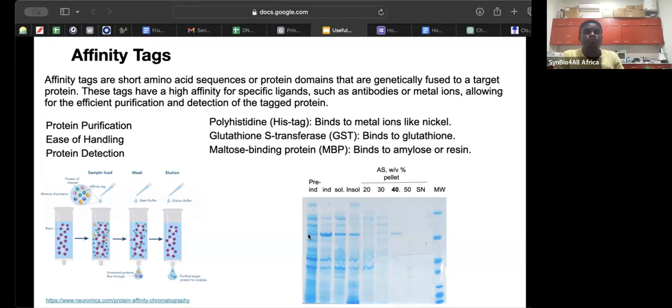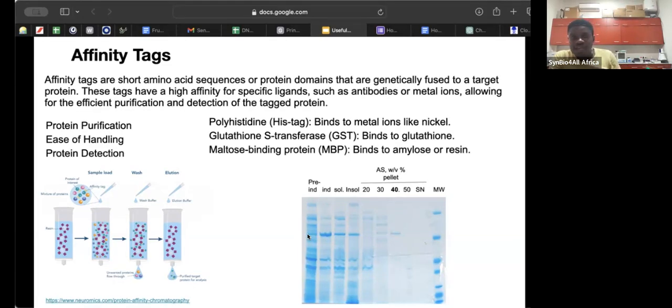Now, this brings me back to the promoters and the RBS that we talked about. Even if you have a promoter that is supposed to be induced, we have a system where we call it leakage, right?